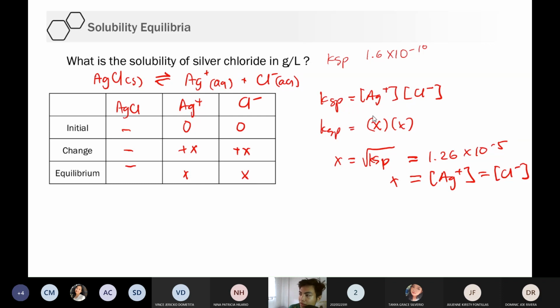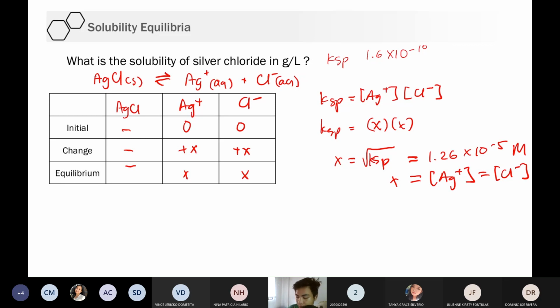Okay, so we're not yet done, no? Kasi ang tanong sa atin, the solubility of silver chloride. If you're asked about the solubility of your precipitate, we determine the concentration of metals, no? So, ganun. Metals usually yung hinahanap nating concentration pag ganito yung tanong. Okay? So that means the solubility is equal to the concentration of the metal at equilibrium. Okay, so in our case, that's 1.26 times 10 raised to negative 5 molar. Okay, so ito pala yung tanong. Okay, so ano naman, in grams per liter, paano naman to?